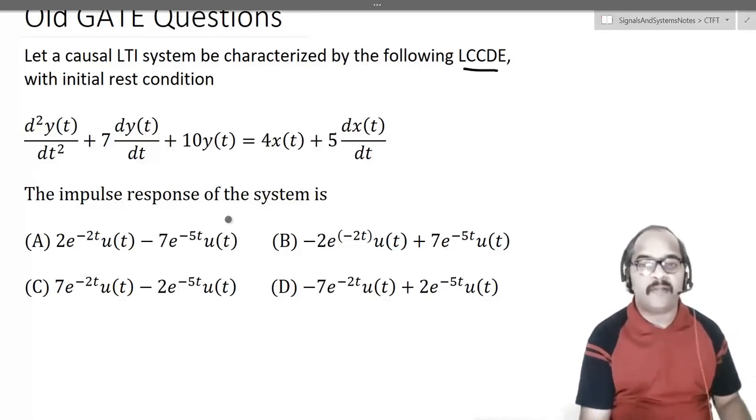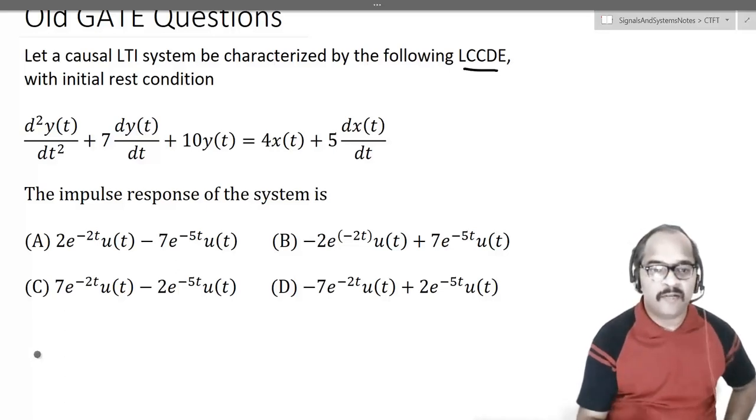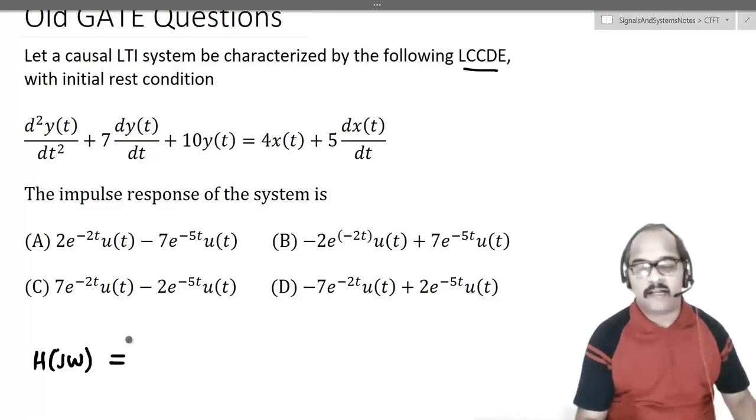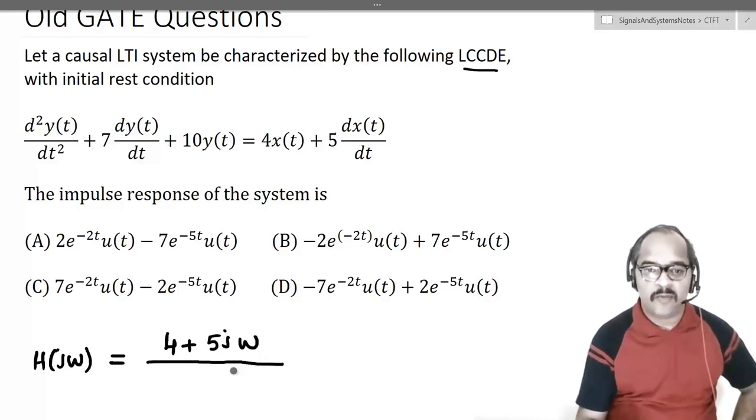So to find the impulse response, what do we want? We want the frequency response. So how do you get the frequency response here? Taking the Fourier transform on both sides and getting the common terms, Y of j omega by X of j omega, you should get this as the frequency response. What is that? 4 plus 5j omega divided by (j omega) whole square plus 7j omega plus 10.